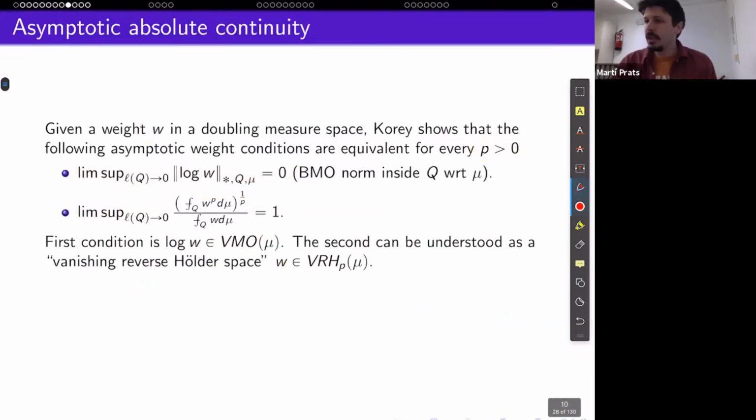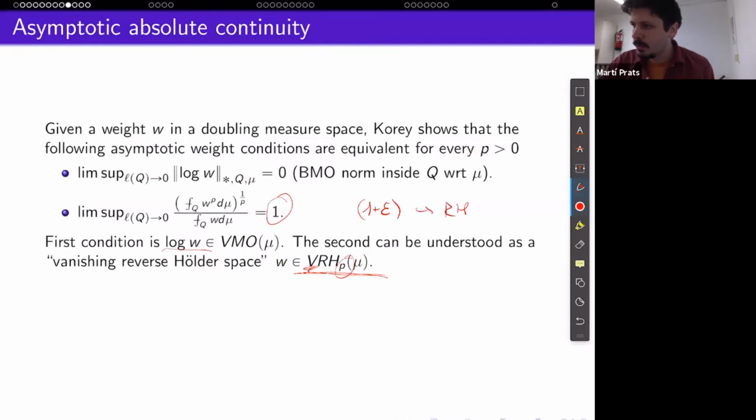Fine. So the first condition is, as I said, the logarithm is in VMO. And the second condition is a vanishing reverse Hölder condition of exponent p. Vanishing for this reason, because the constant goes to 1. So you can say that the constant is 1 plus epsilon, and epsilon goes to 0. This would be the reverse Hölder constant. So both conditions are equivalent.